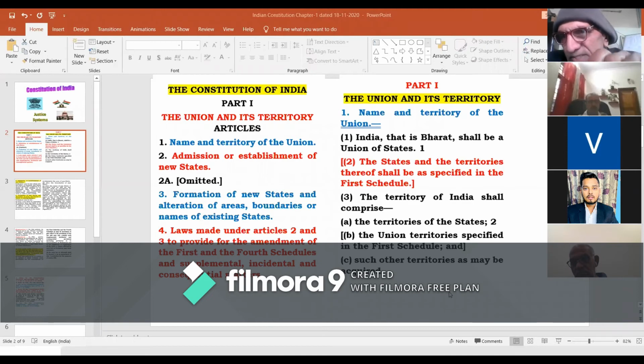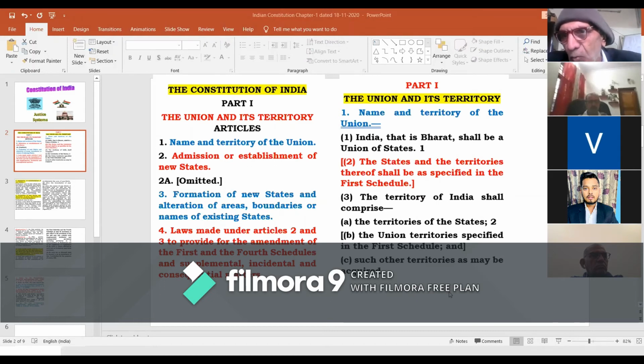Therefore, the second essay or the second exercise which we have to undertake is to give a full expression of our understanding of the clause Union of States. The first essay which we have to write is India, that is Bharat. The second essay which we have to write is India, that is Bharat, shall be a union of states.